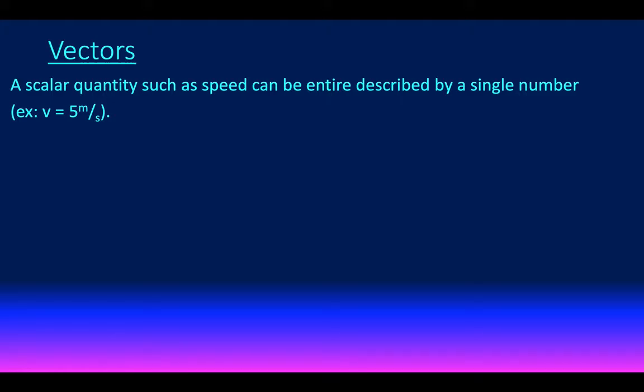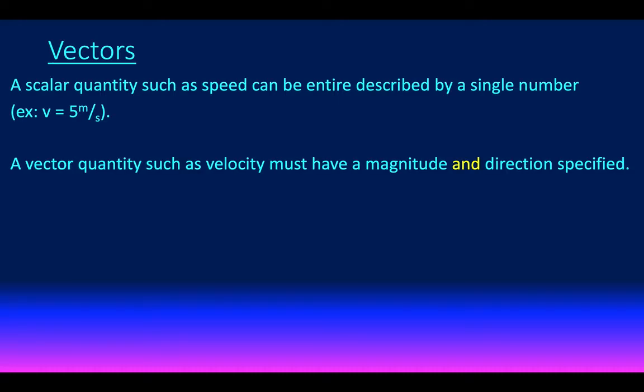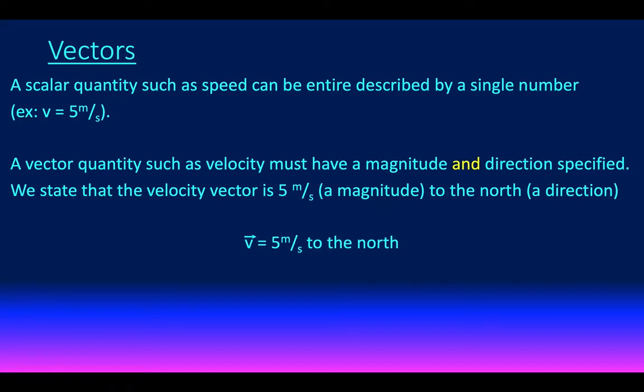So, as an example, a scalar quantity we said is speed. Speed could fully be described by just a single number. If you know something is moving at 5 meters per second, you know everything there is to know about that object's speed. A vector quantity, to fully specify it, you need to specify both the magnitude and the direction of that quantity. So saying just 5 meters per second is not enough to specify velocity. Saying 5 meters per second to the north is enough to specify an object's velocity. I can specify a velocity vector by saying 5 meters per second to the north.